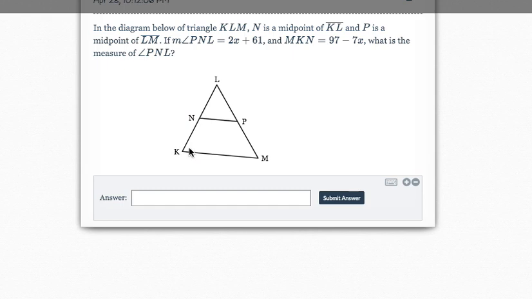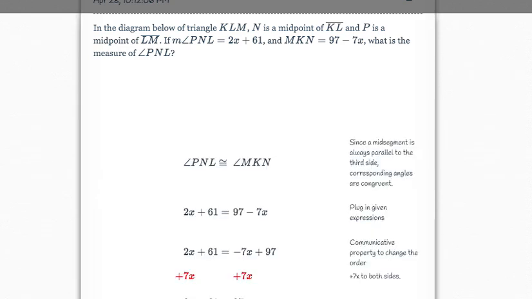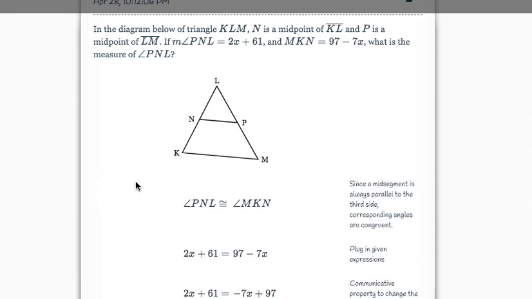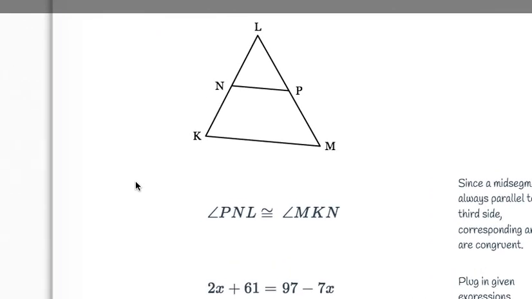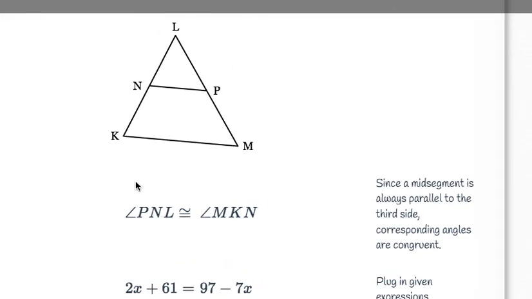And the thing to note is that these two angles are always going to be congruent to each other. And let's look at the solution that they give us. We know that since a midsegment is always parallel to the third side, corresponding angles are congruent. That means that the angles that they gave us are congruent to each other.